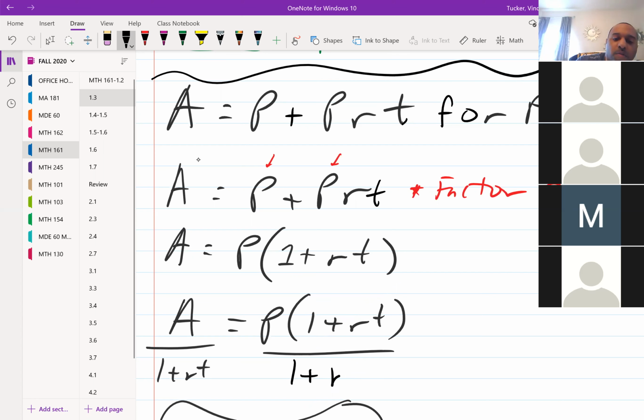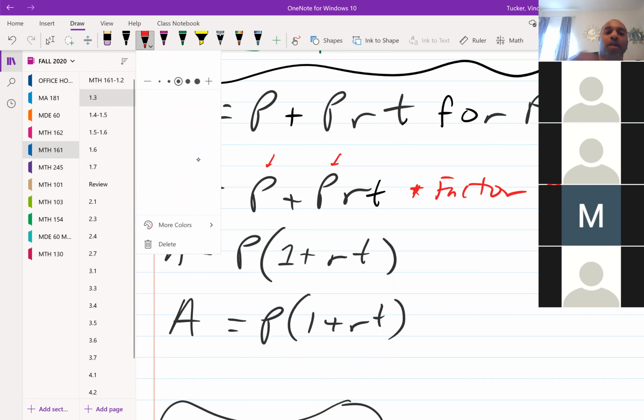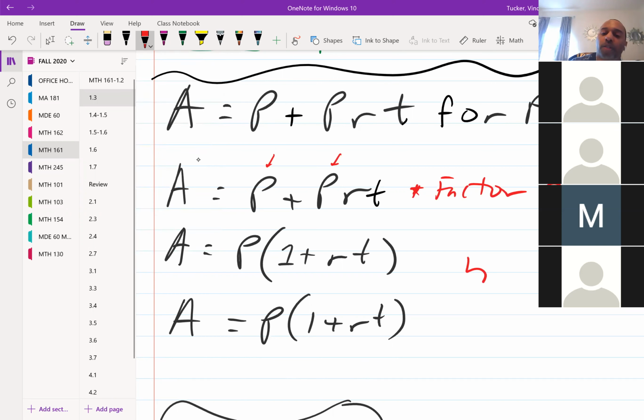You said it's P plus 1 plus RT? Unless I said it wrong, it's P times 1 plus RT. Why does it become a times? Factoring. When we talk about factoring, let's say I have 5x plus 10 and I want to factor out 5. I can pull 5 to the outside, and that leaves me with x plus 2. So that's 5 times x plus 2.